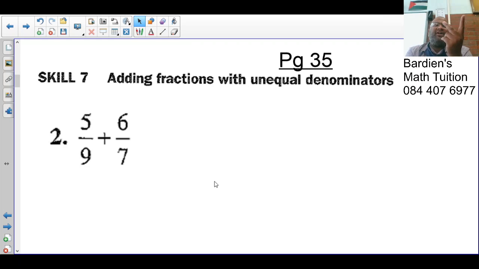9. Can 7 go into 9 without remainder? No. So count in 9s: 9, 18, 27, 36, 45, 54, 63. So 63 is the first number where both denominators can go into. Not so? So 63 is your LCM. So write this 63 and then you work it out for me, please.